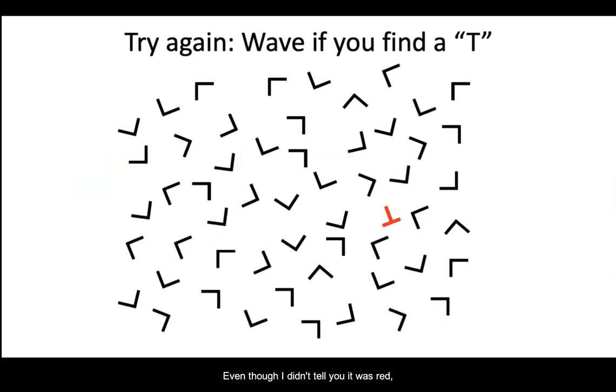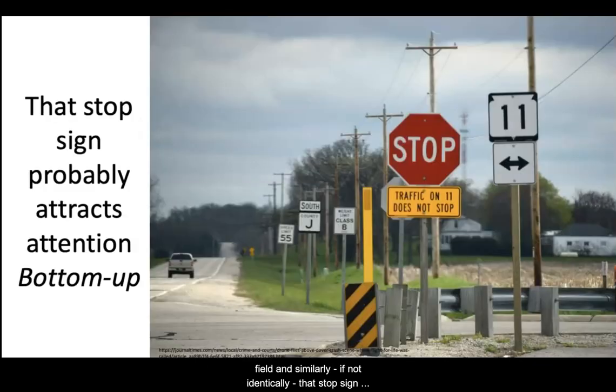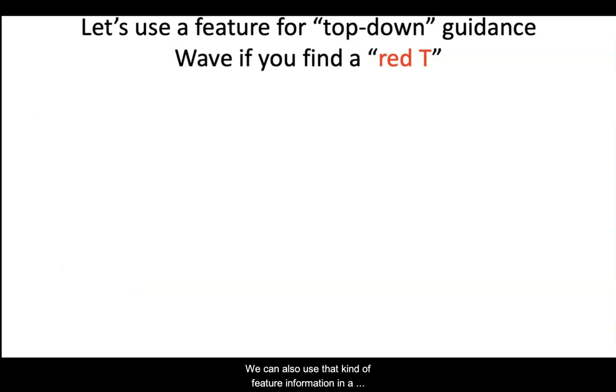Even though I didn't tell you it was red, that should have been completely trivial because your attention was guided by the bottom-up stimulus-driven salience of a red T that is the only red item in the field. And similarly, though not identically, that stop sign probably attracts attention as a salient item in a bottom-up kind of way. We can also use that kind of feature information in a top-down fashion.